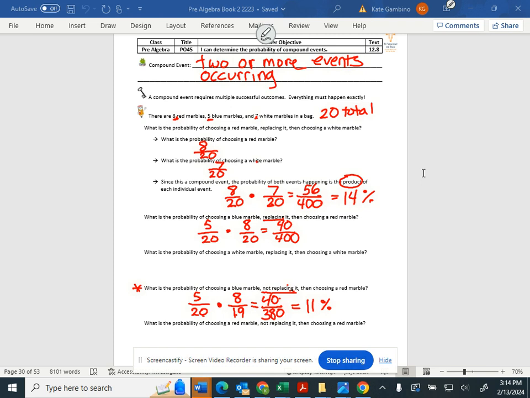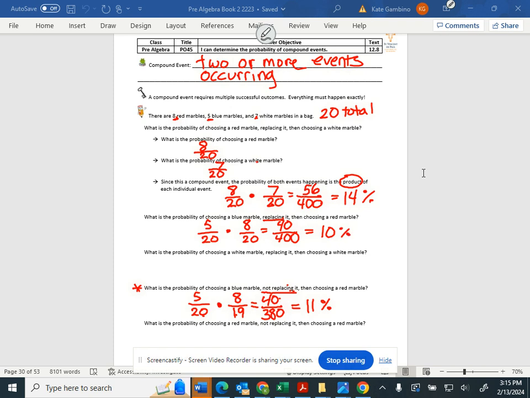I want to see you doing all of this work. This is showing your work. I need you to show that you know what you're doing. So 40 divided by 400 gives us 10%.